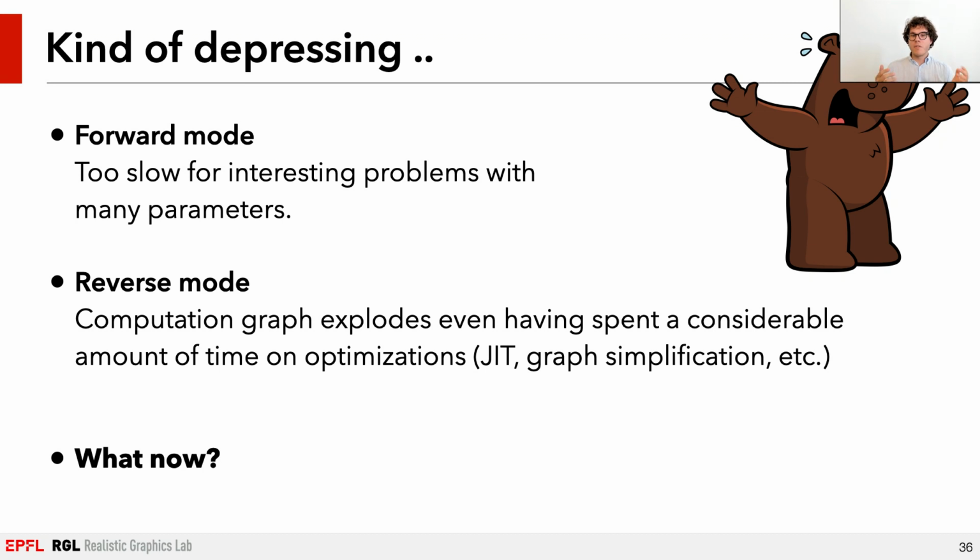And that was the state of things last year, and it was a little bit depressing. Forward mode only worked for toy problems, and well, reverse mode also only worked for toy problems, even after some heavy optimizations using this JIT compiler and steps like graph simplification that I didn't even have time to talk about today. So what now? Fortunately, I have some good news.